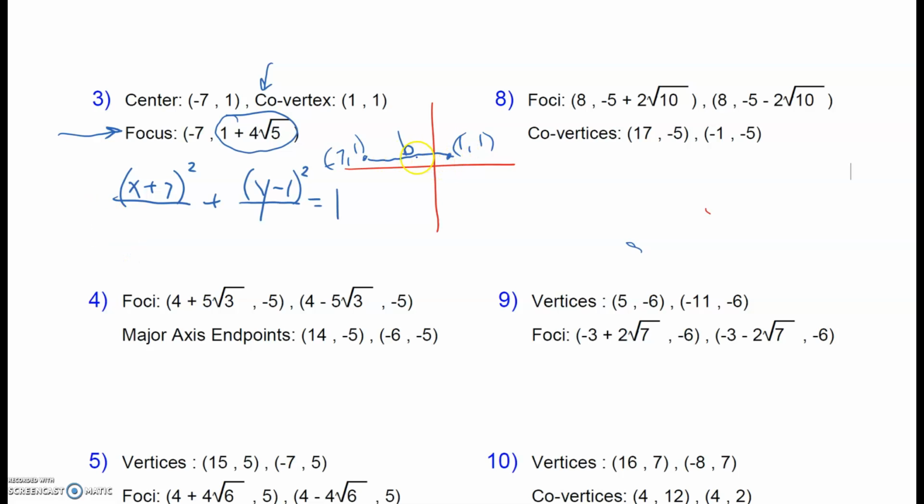And so the distance b here is, remember how we used subtraction. So we can go 1 minus negative 7. You could actually go negative 7 minus 1, take the absolute value of it. It's 8.